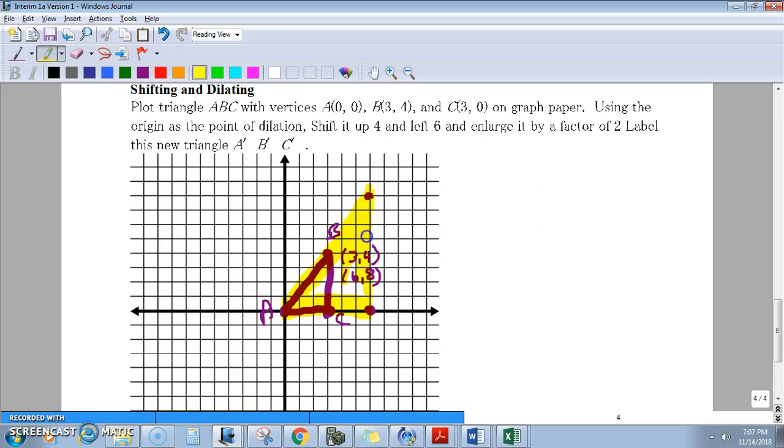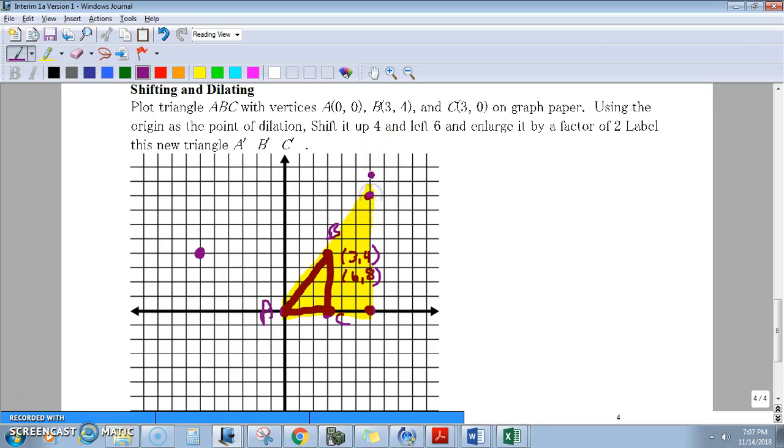Now I can do my shifting, and I think you'll realize, in fact, I know you will get different numbers if you don't dilate first. Okay, so let's shift. Each one is going to be shifted up 4 and over 6. So here's my new A from the bigger triangle, right?